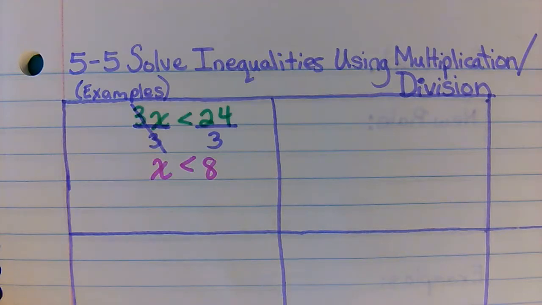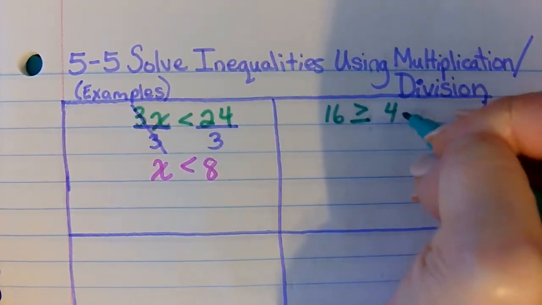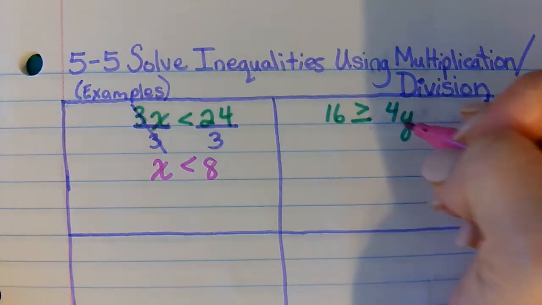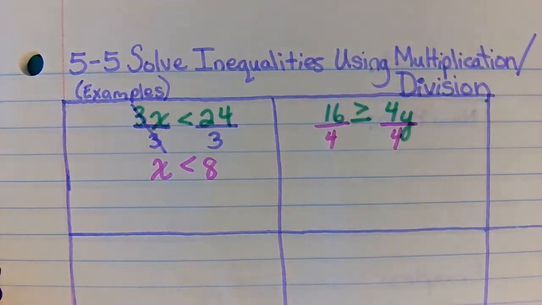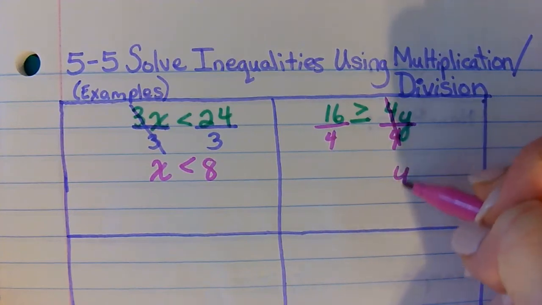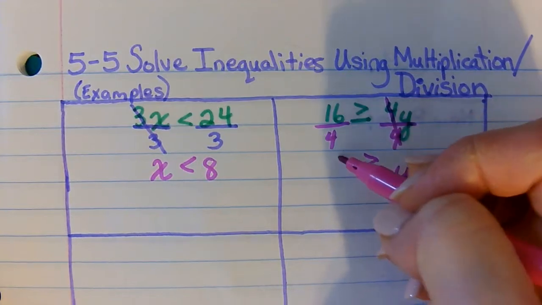Let's continue this with one that has a different look to it. 16 greater than or equal to 4y. Once again, this is just like a one-step equation, but it's a greater than or equal to inequality. So to both sides, we are going to divide by 4 because that's what's next to y. Use your fraction bars. Do not use division symbols. This divides on the left with 1y or just y. Bring down the same symbol, greater than or equal to, on this side, and 16 divided by 4 is 4.